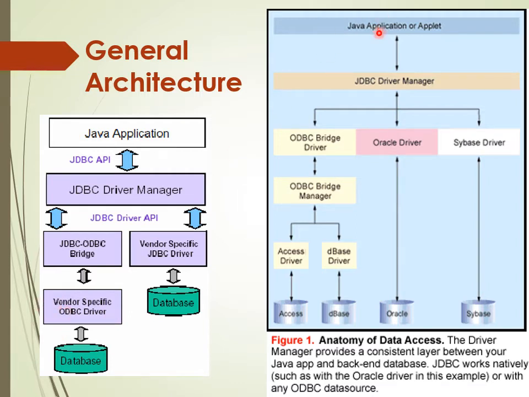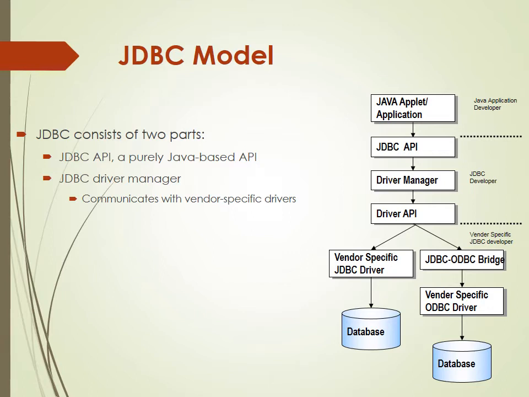So if you see here on the right hand side, we would be having the Java application. There would be a driver manager. Then the vendor specific ODBC bridge can be created. There can be Oracle driver. There can be Sybase driver. And we can connect to the database as shown in the diagram. So here the figure of JDBC model is given. Again, we would be having our Java application. Through API, through driver manager and through driver API we can connect with the database.